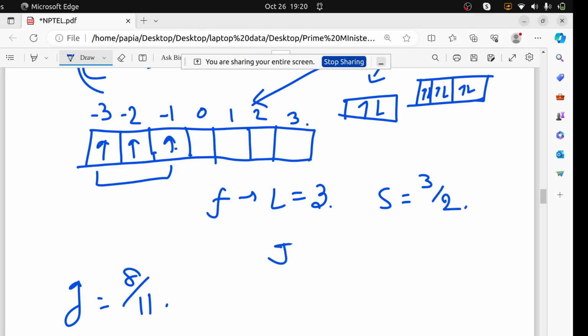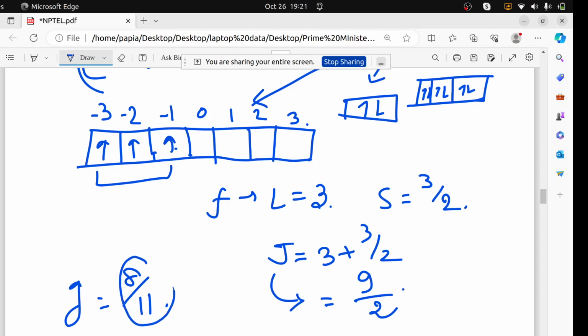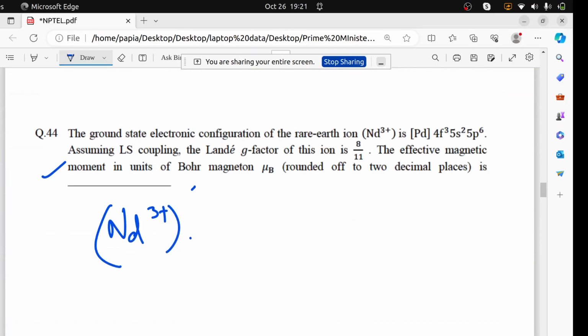Now what will be the value of J here? So J will be from L plus S to L minus S, in steps of 1. So naturally I can write here 3 plus 3 by 2, which is nothing but 9 by 2. So our J is 9 by 2, Landé g factor is 8 by 11. So from that electronic configuration, I can get the value of L, I can get the value of S. From these two, I can get the value of J. From L and S, I can get the value of J also.